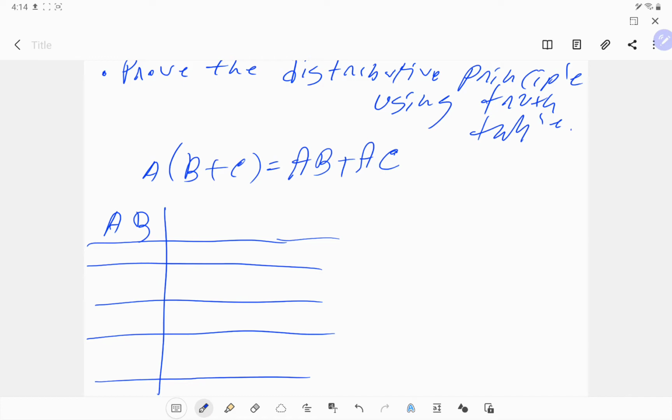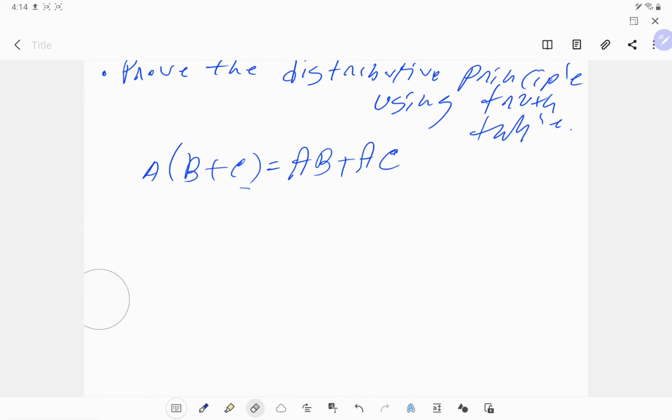expression, and we want to see that the left hand side expression and the right hand side expression give the same thing, give the same column. It's 0 0 1 1. We got A. Now let's find B plus C. So we actually need another variable here, C. So this is actually not right. We need to redraw the truth table. We actually have A, B, C, not only A, B.